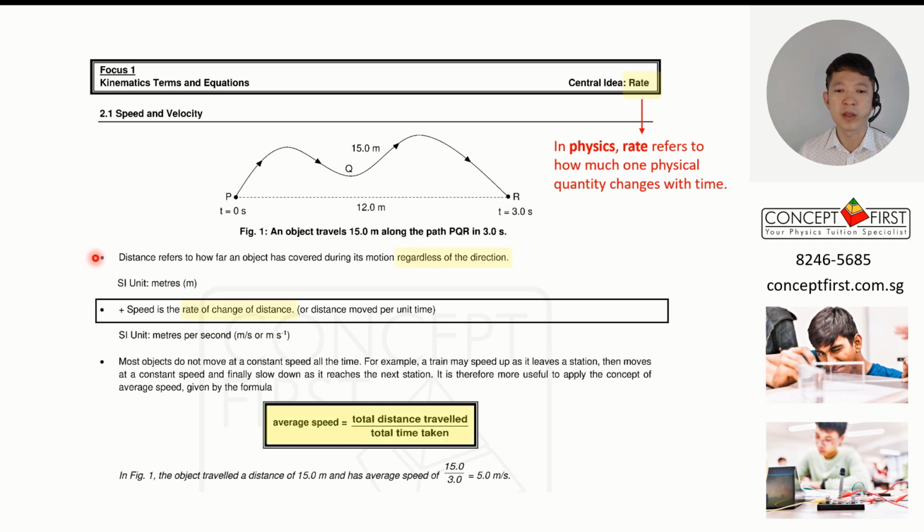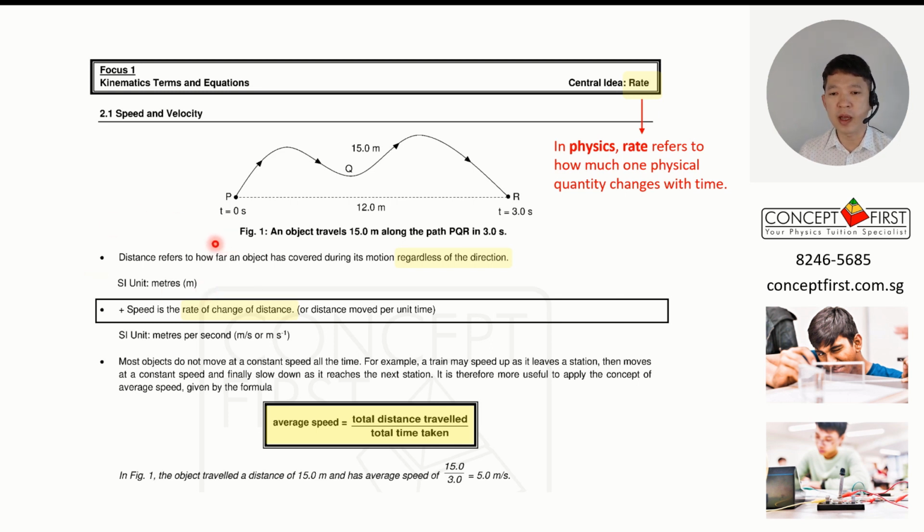school. What is meant by the term distance? So distance refers to how far an object has covered during its motion, regardless of the direction. Very important. So I'm not concerned of which direction it's going. I'm just concerned with the length of the actual path. The standard unit for distance, as we learned in Chapter 1, measurement, is meters. SI unit is meters. Let's look at Figure 1.